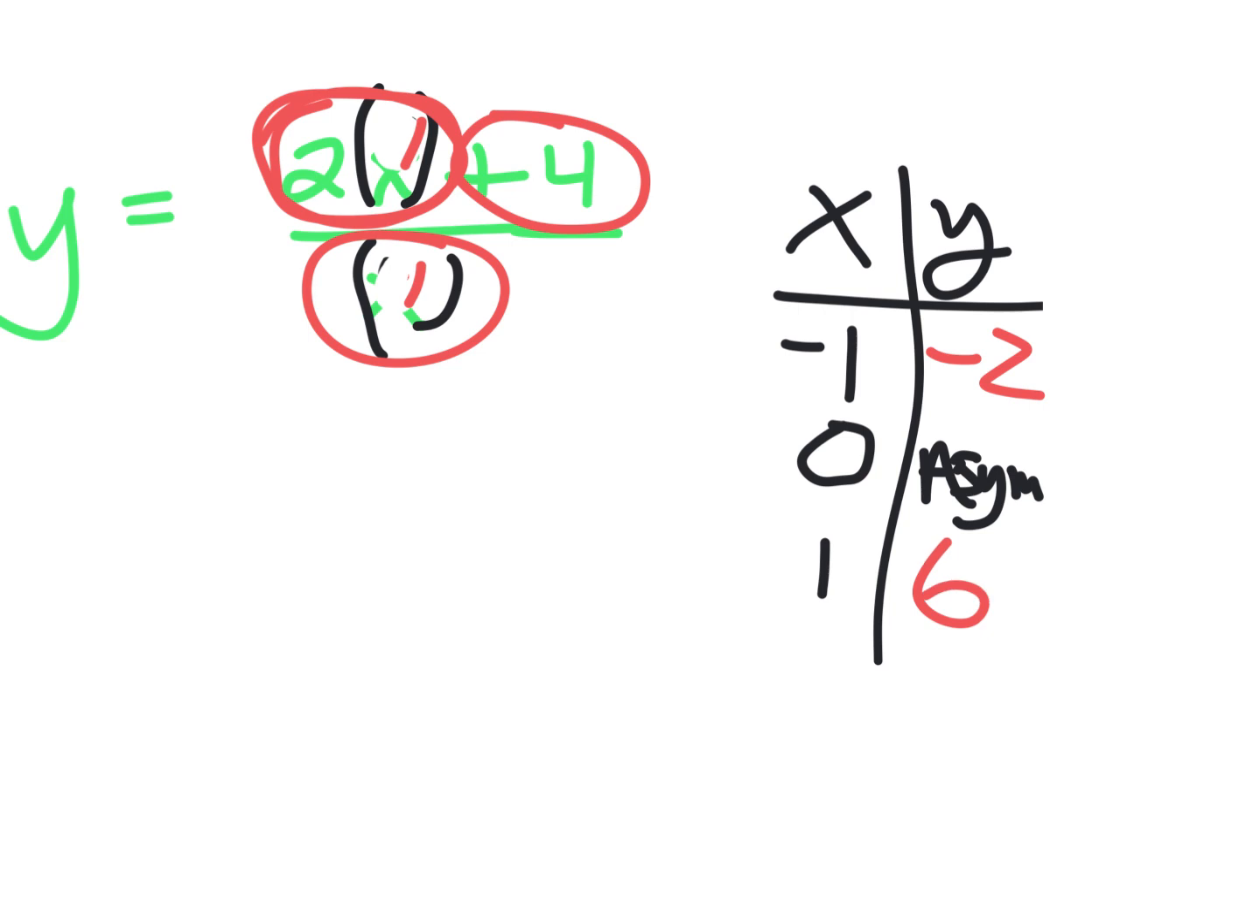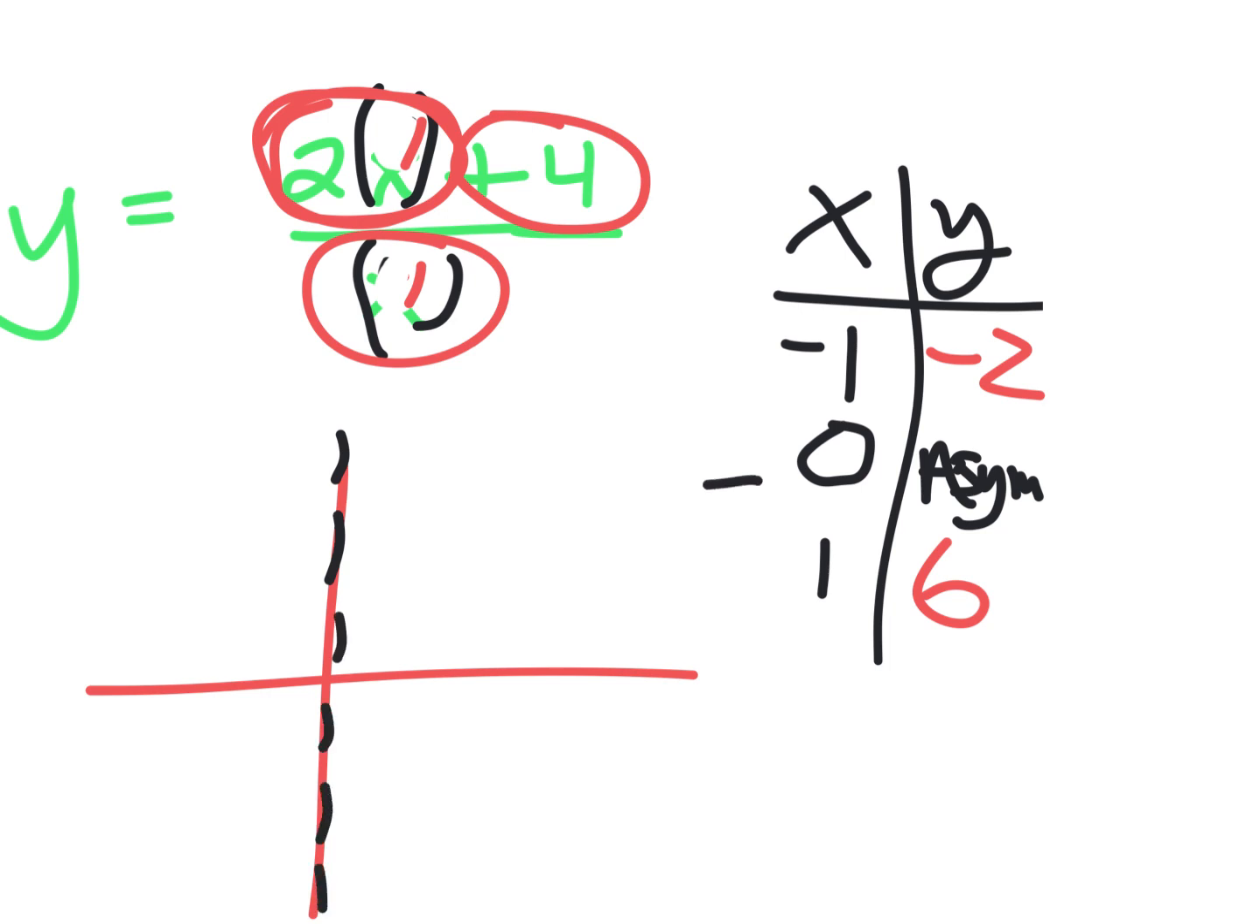There you go. We've got the asymptote at x equals 0. That's the vertical asymptote, at 0. See how I had to piece that together? This was x equals 0. Vertical asymptote is at 0. And then I got a couple points. -1, -2 is down here, and 1, 6 is up here.